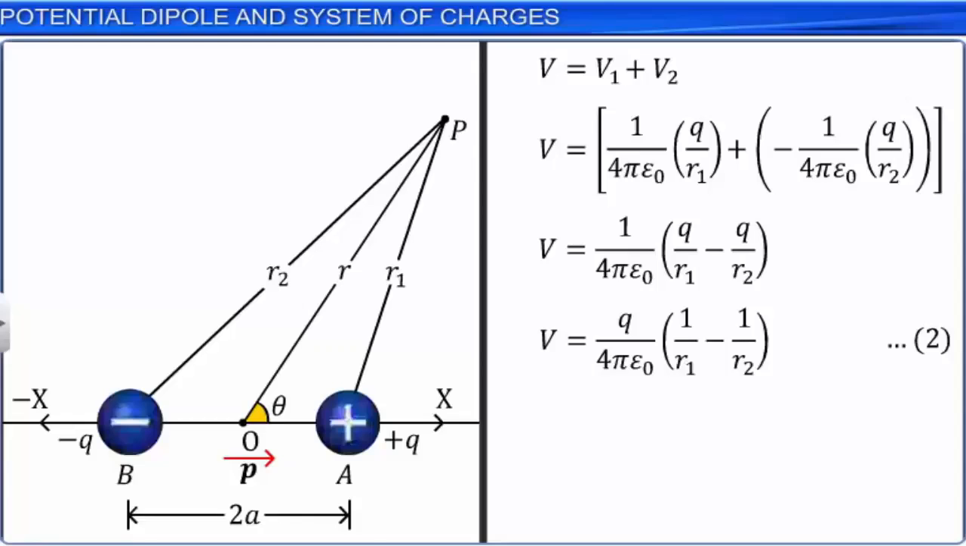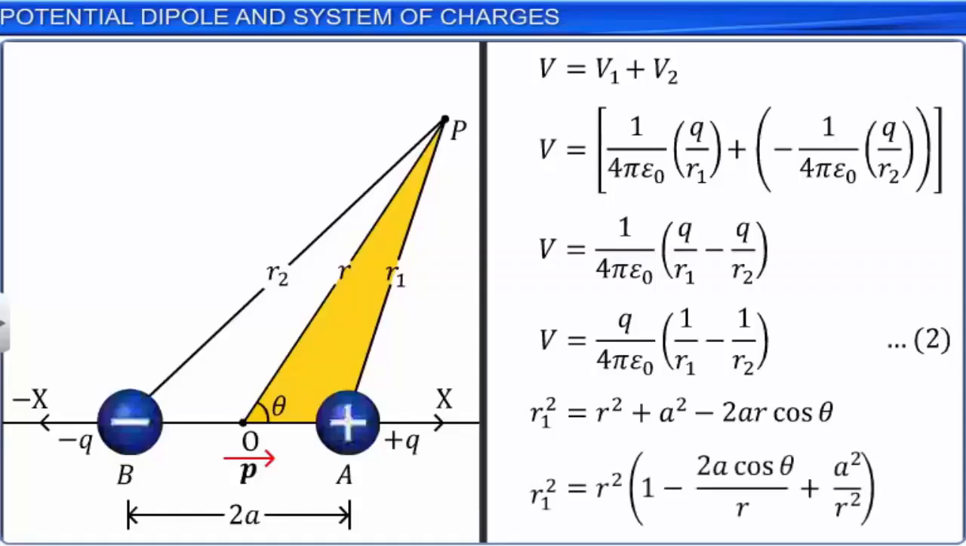From the geometry of the figure, using the cosine rule for the triangle PAO, we have r1 square is equal to r square plus a square minus 2ar cos theta. This can be written as r1 square is equal to r square into 1 minus 2a cos theta by r plus a square by r square. Let this be equation 3.